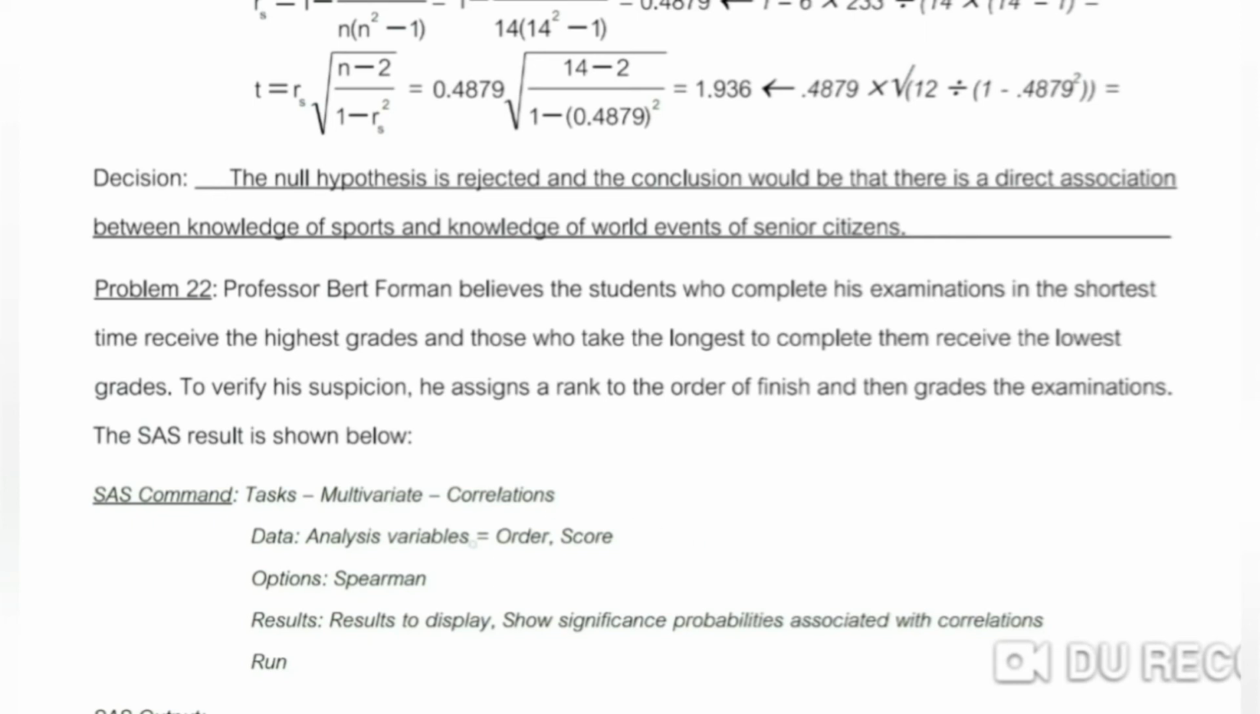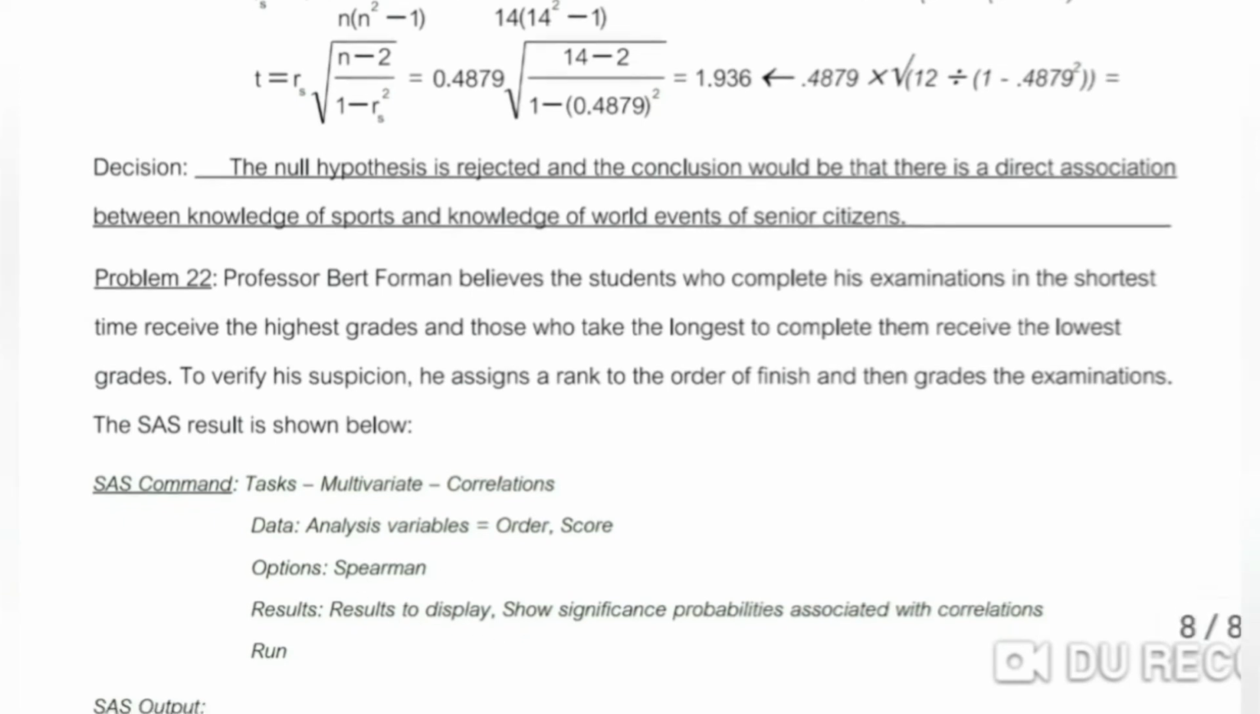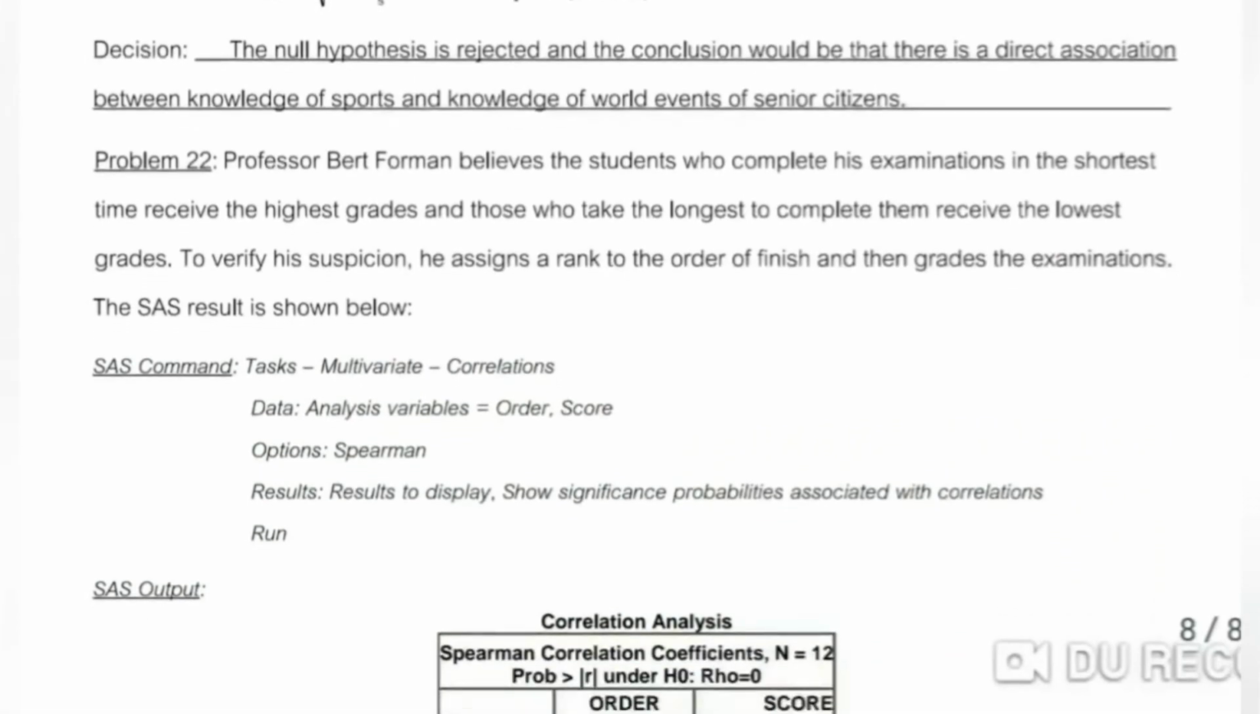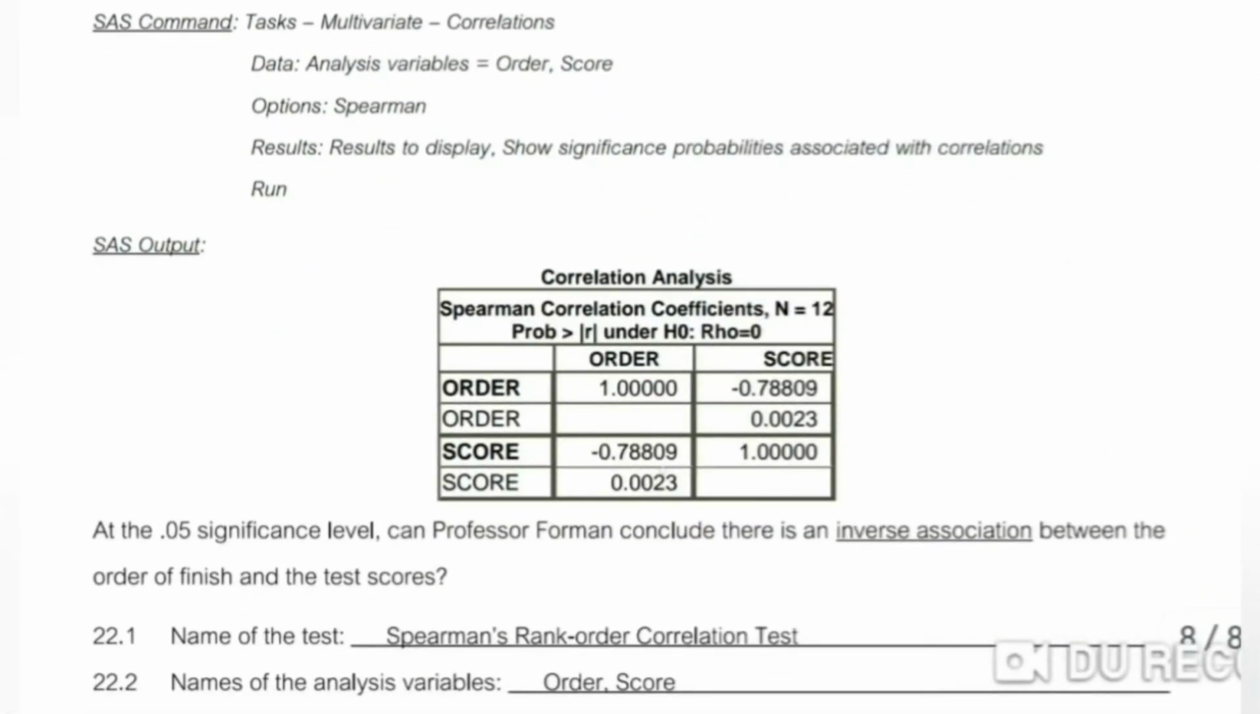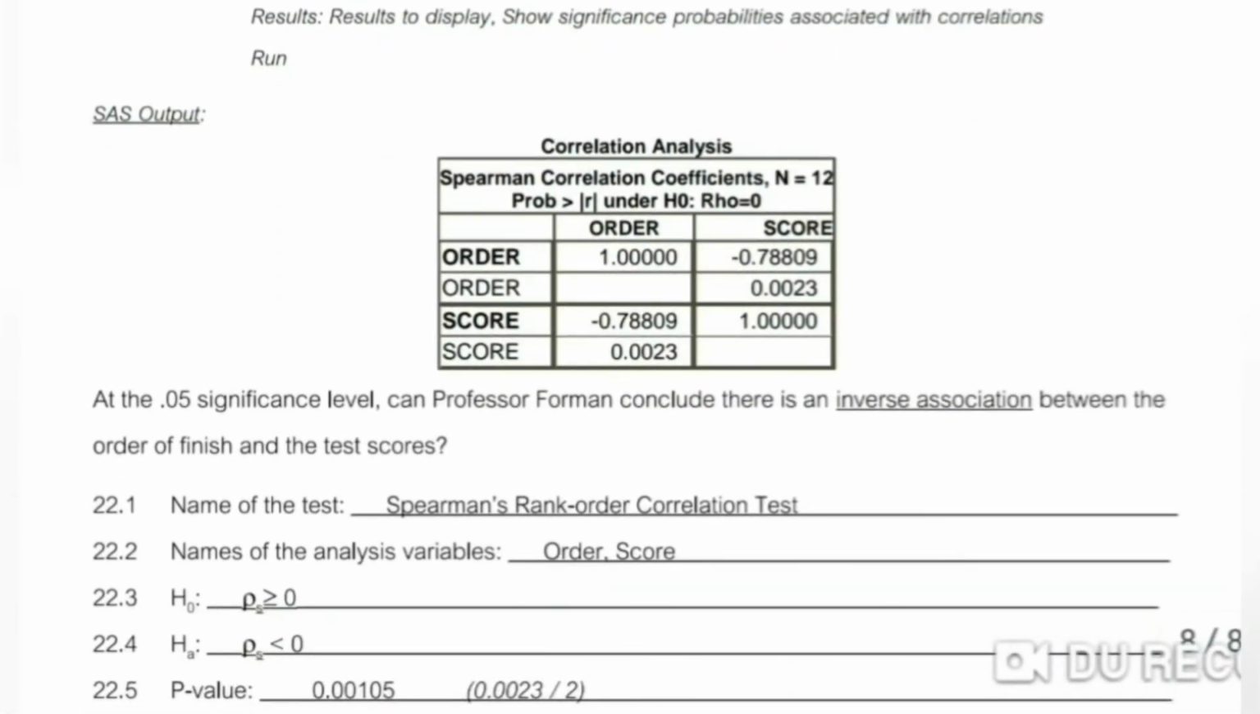Okay, I give the set command for you. If you want to run some data set by yourself, you can give a command like this. After that you have to understand the output. The output is very simple. Like Spearman. Here you see only the correlation analysis. Inside, the title is Spearman. Spearman correlation coefficients. Coefficients for more than two variables. Now we have only two variables, so there is only one coefficient.